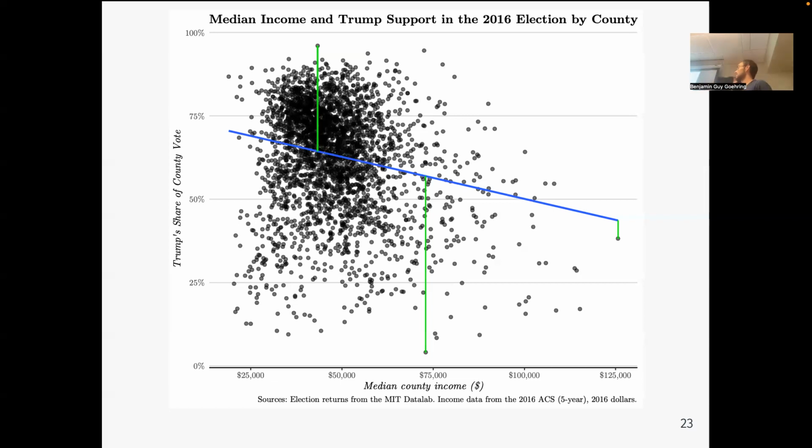So this line is called the line of best fit, and it's the line of best fit because, again, it minimizes these residuals. Okay, other questions out there? Okay.